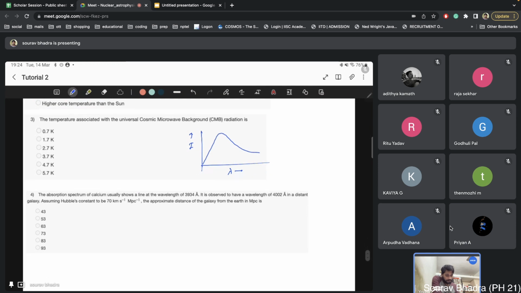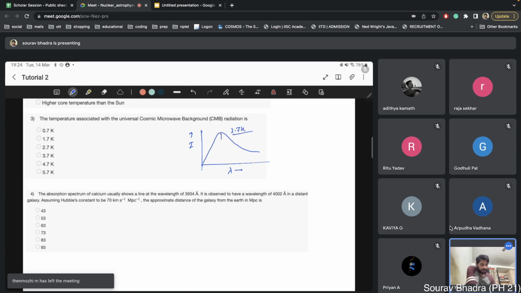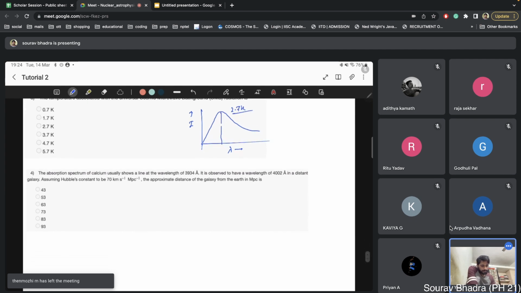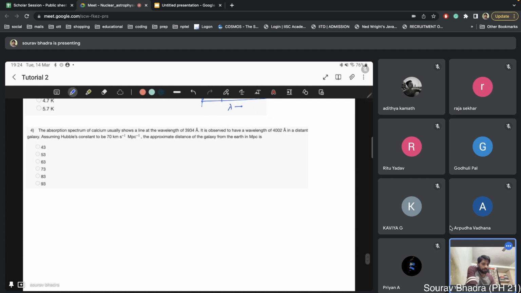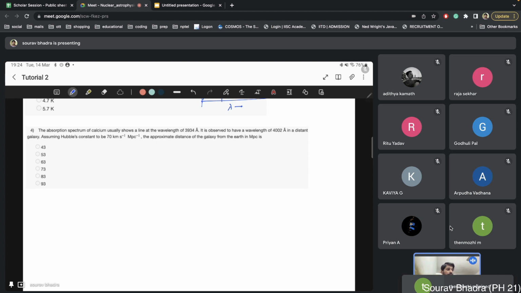Okay. So this was the temperature 2.7 K. Now this was another question where you have to calculate the distance. Here I have also given you the theoretical background of how to calculate this, but I will do the calculation here. So Z, which is the redshift, is delta lambda by lambda, which can be written as V by C also, provided your V, the velocity of the object, is very much less than C.